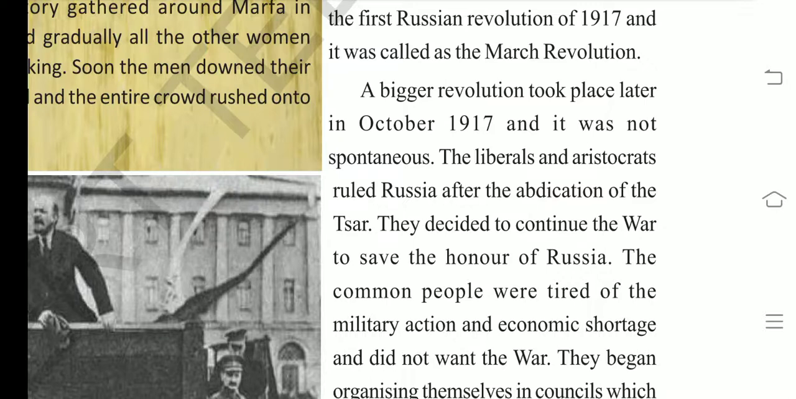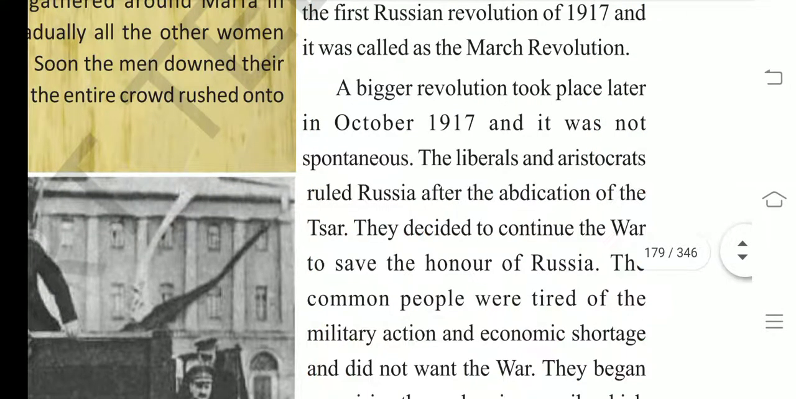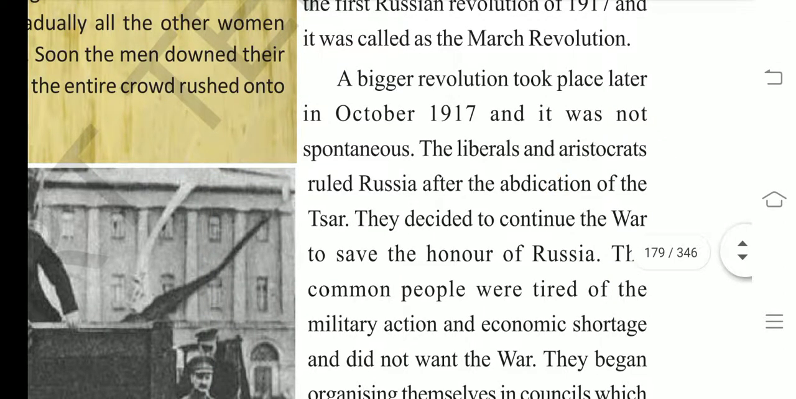They captured the power and they too decided to continue in the war. That means they decided Russia should continue in World War One, because they wanted to save the honor of Russia. If Russia takes a decision to withdraw from the war, that will be a prestige issue. It decreases the honor of Russia.